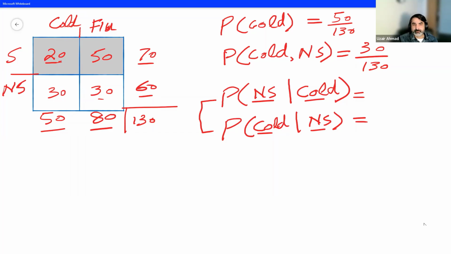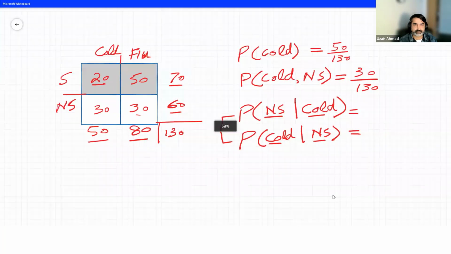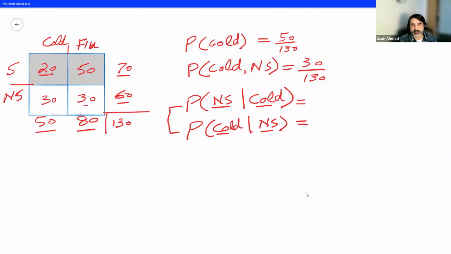Now, they are also calculable from this table. So the probability that the person is not sneezing, given that the person has cold, is equal to the joint probability of having not sneezing and having cold, divided by the prior probability of having cold.